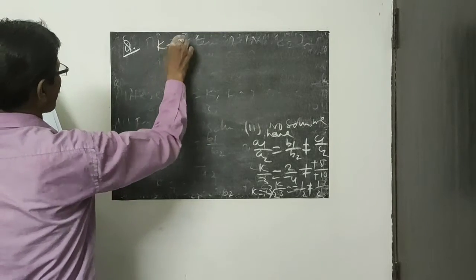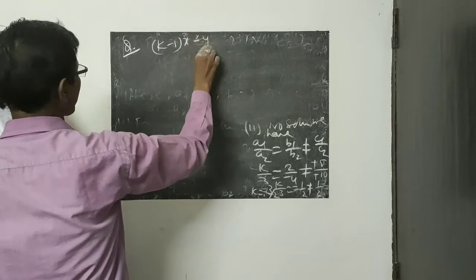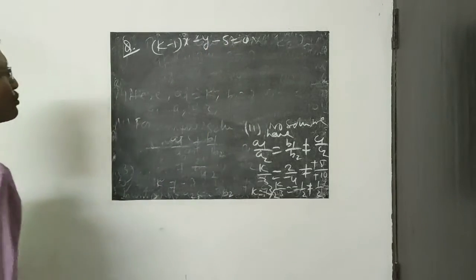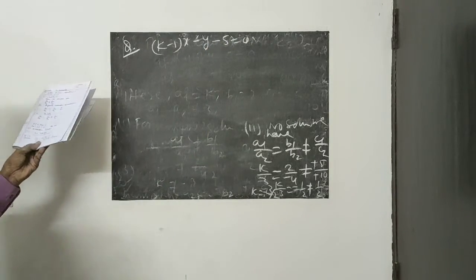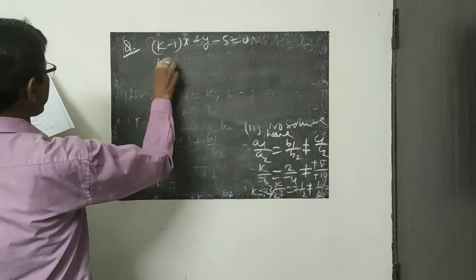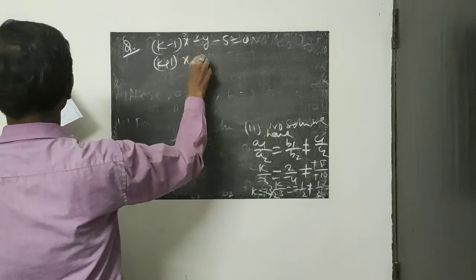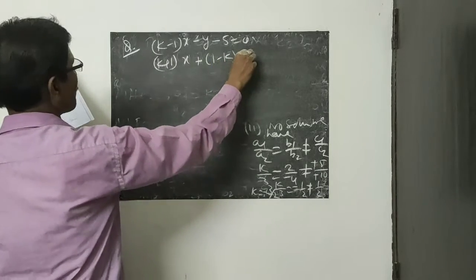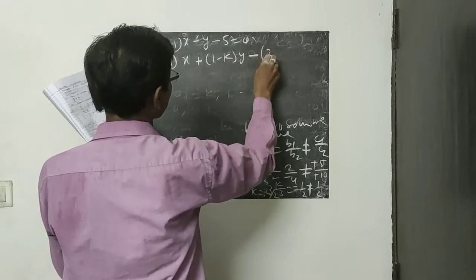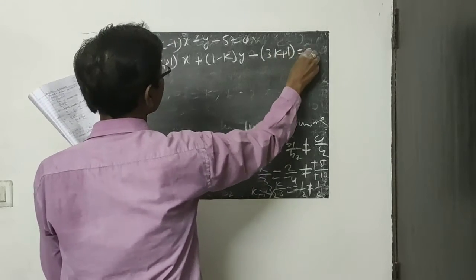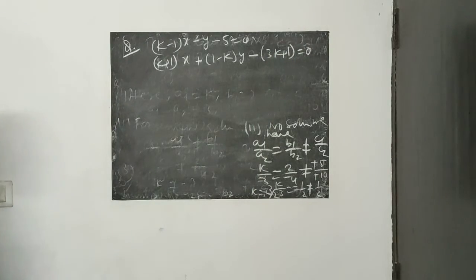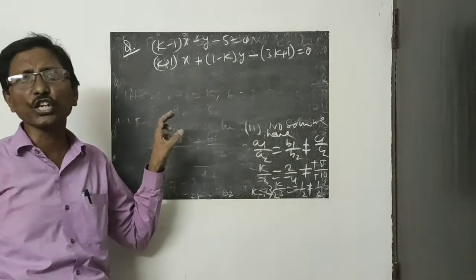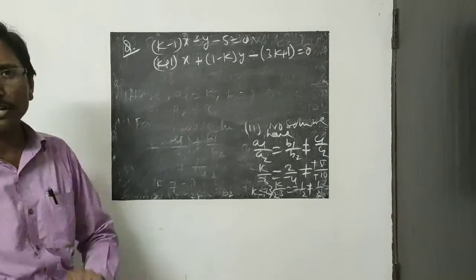k minus 1 x minus y equal to 5. So directly I am writing it as minus 5 equal to 0, that is the standard form to be written. Next you have k plus 1 x plus 1 minus k y equal to 3k plus 1, so 3k plus 1 is taken to the other side as well. Find the value of k for which the given system of equations will have infinite solution.